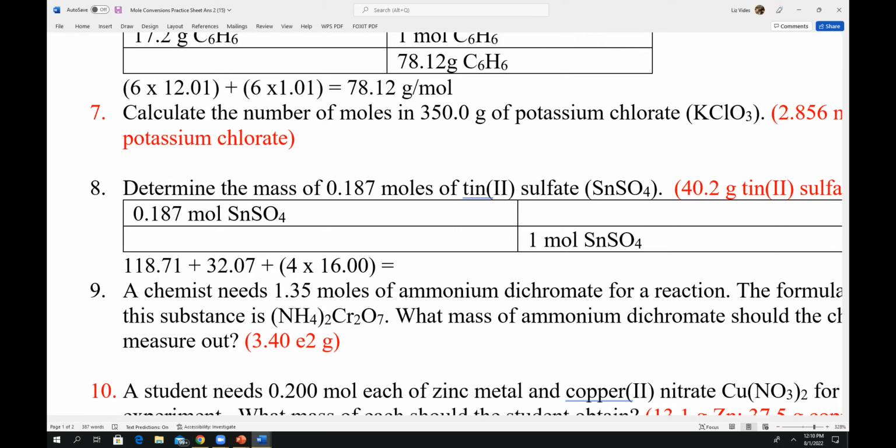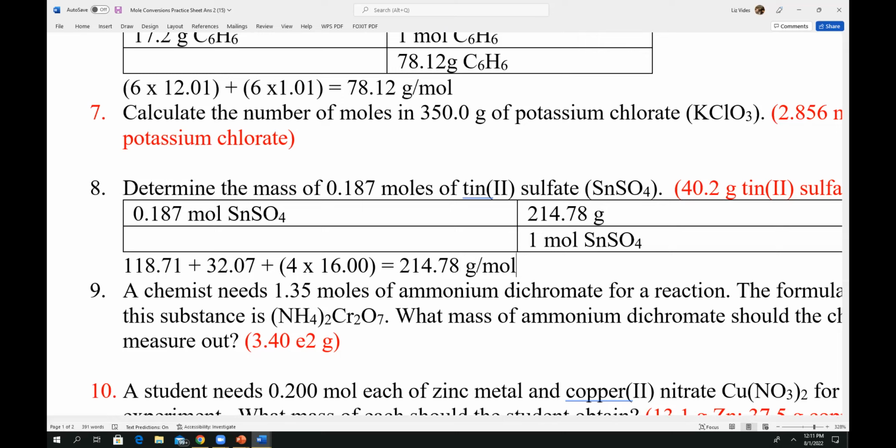4 times 16, okay. That gives me 214.78 grams per mole. So this is grams per mole. All right. So when we do the math, oops, sorry, that should have been 214.78 grams per mole, right? All right. So that's how we know what to put up there.